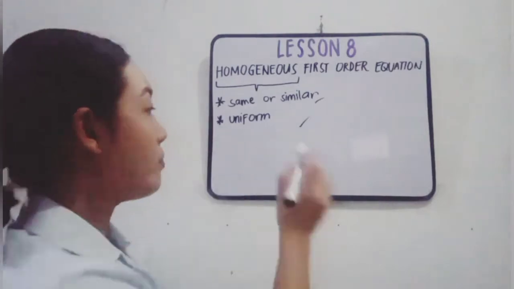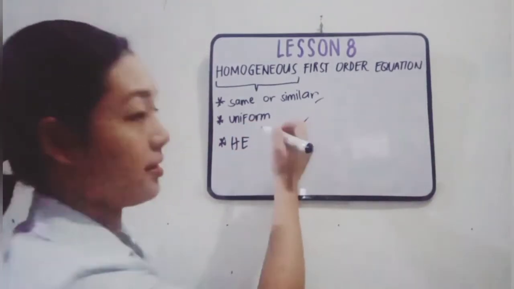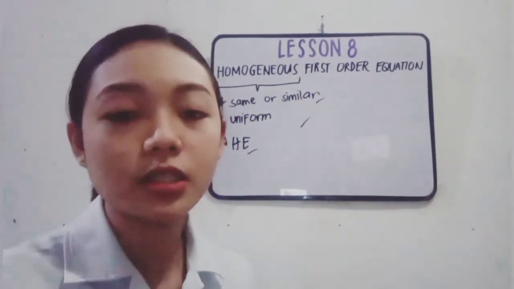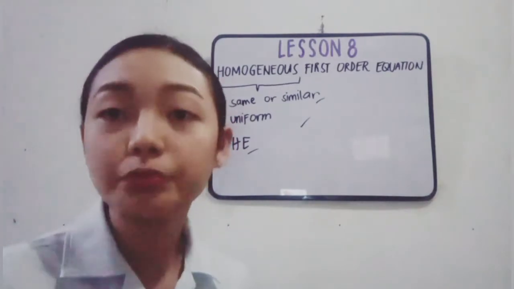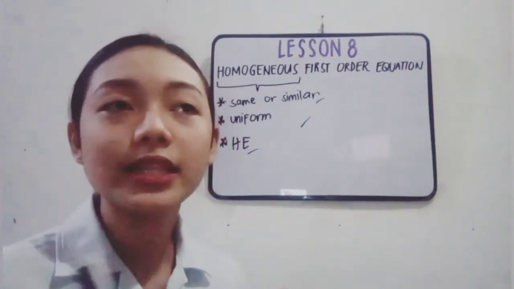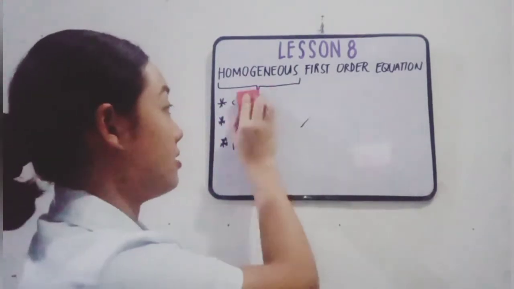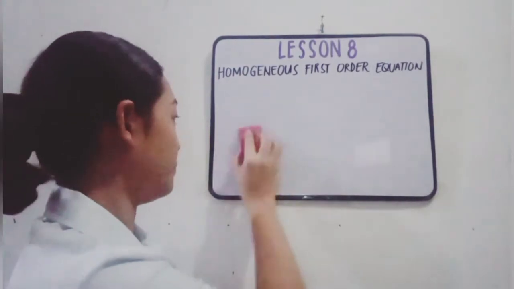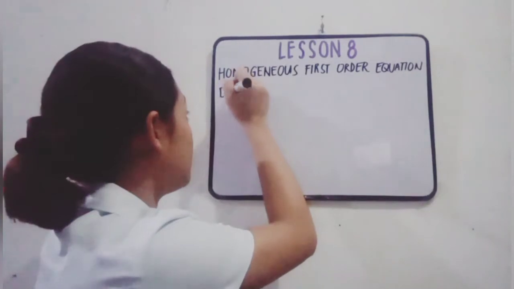And according also to Merriam-Webster, in the definition of homogeneous equation regarding math, the homogeneous is a property where each variable is replaced by a constant times that variable, and the constant can be factored out. So, let us proceed now to our definition number 1.